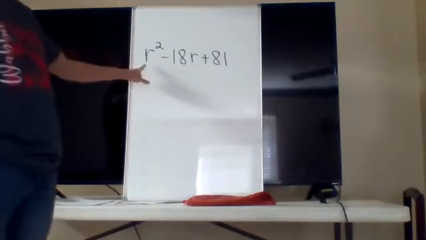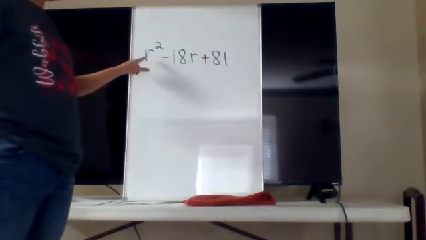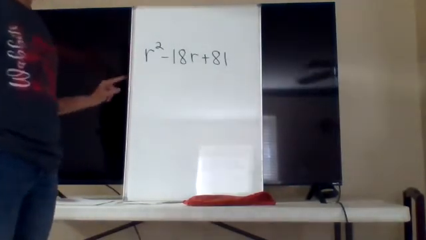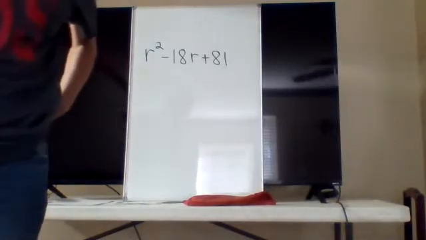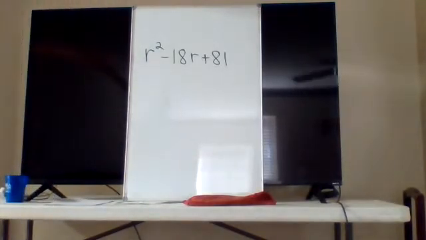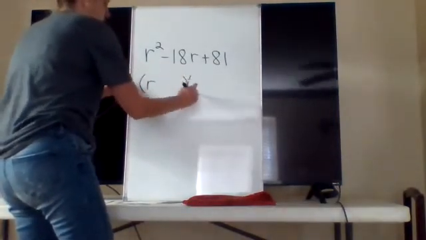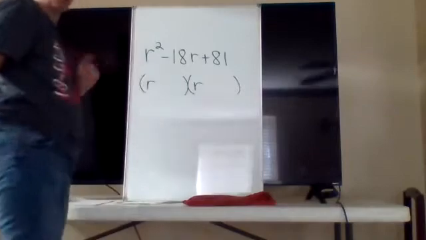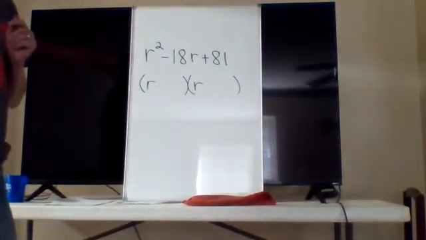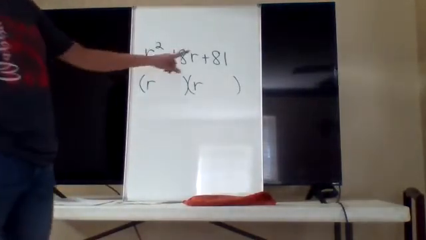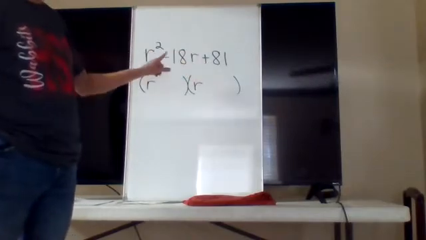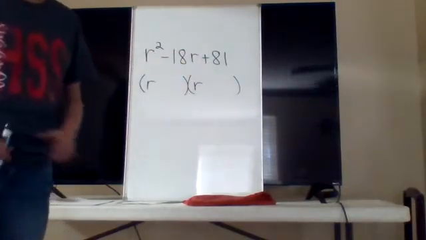Okay, same thing. 3 terms, but it's a good one, right? Because it's just r squared. There's not a number other than 1 in front of that r squared. So once again, I can start off with r and r. That'll give me the r squared. What are you looking for? Ways to multiply to get 81 and add to negative 18.